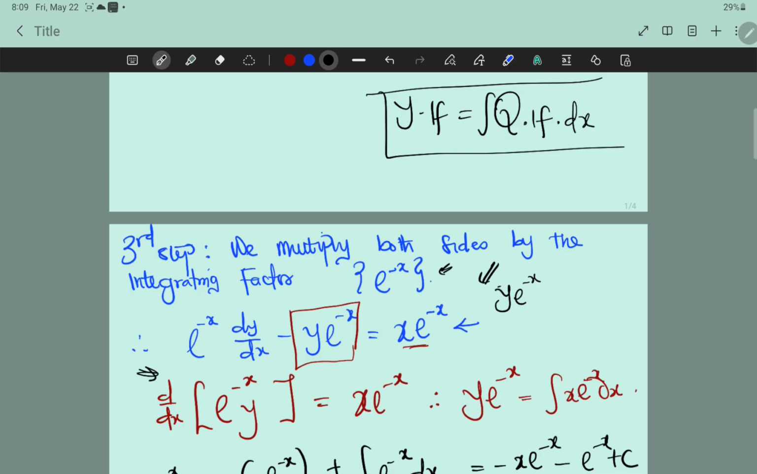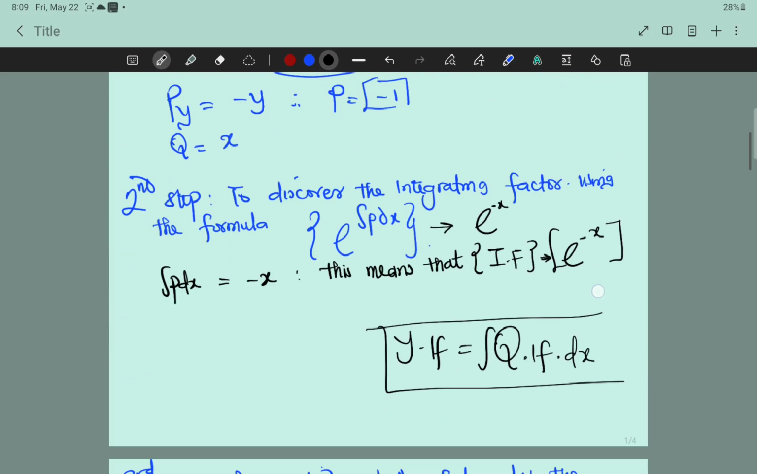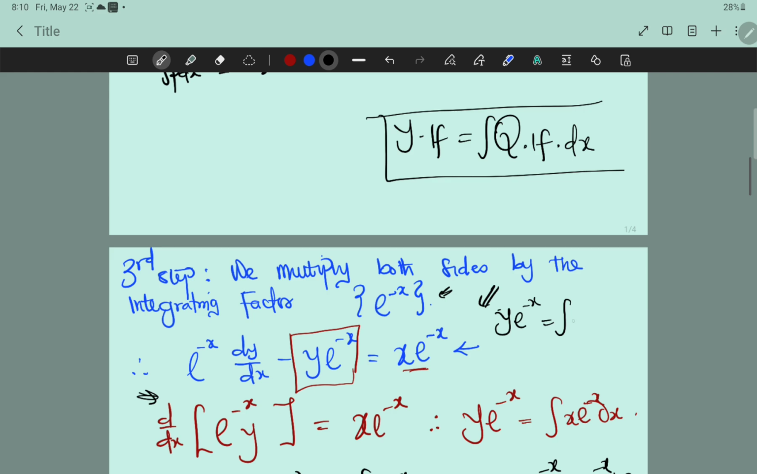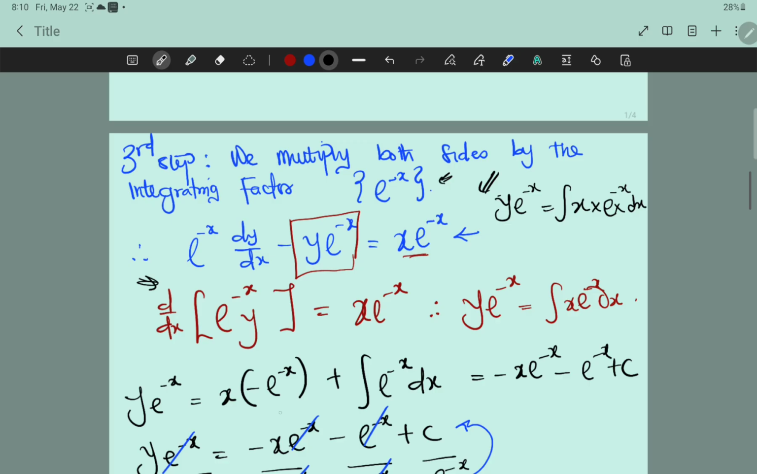Is that clear? So y multiplied by e to the power of minus x, which is the integrating factor, is equal to the integral of q. What is q? Remember from our question, our q was x. So it is equal to the integral of x multiplied by the integrating factor e to the power of minus x multiplied by dx. Of course it is. So y e to the power of minus x is equal to the integral of x e to the power of minus x dx.